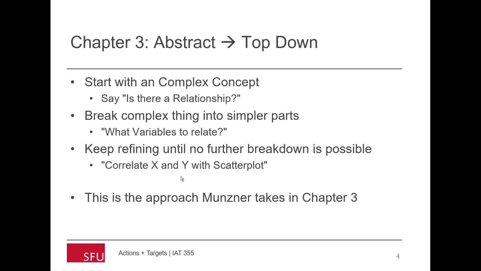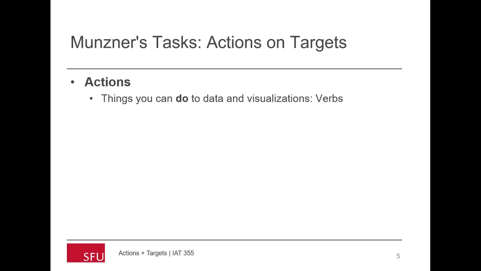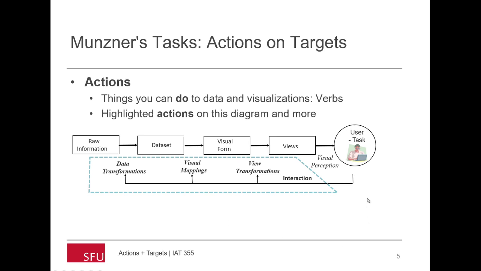And this top-down approach is the approach that Munzner takes in Chapter 3. I just wanted to point that out and make it explicit so that you know what's going on. So, Munzner has this idea of actions that take place that are things you do to data and visualization, and these are verbs that you do to the nouns of the situation, which are the actual data that you're faced with.